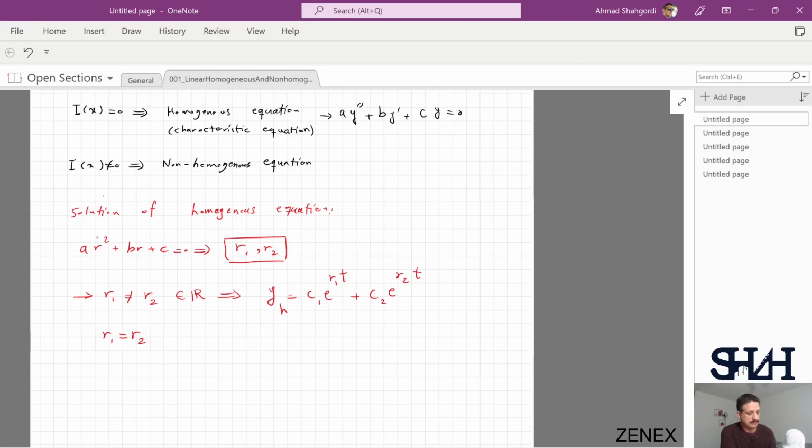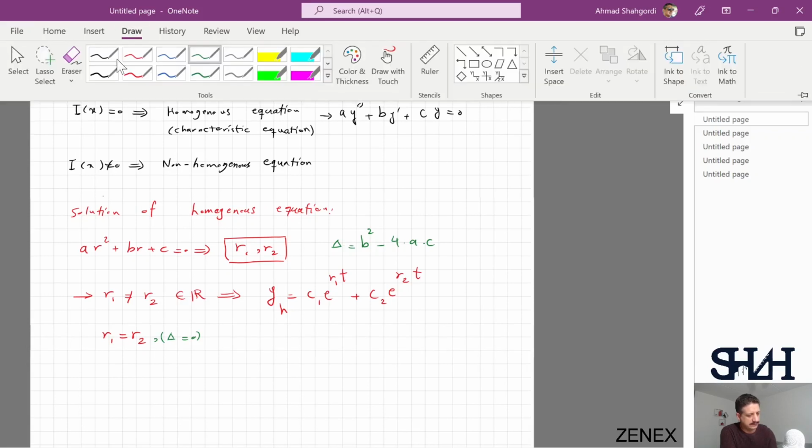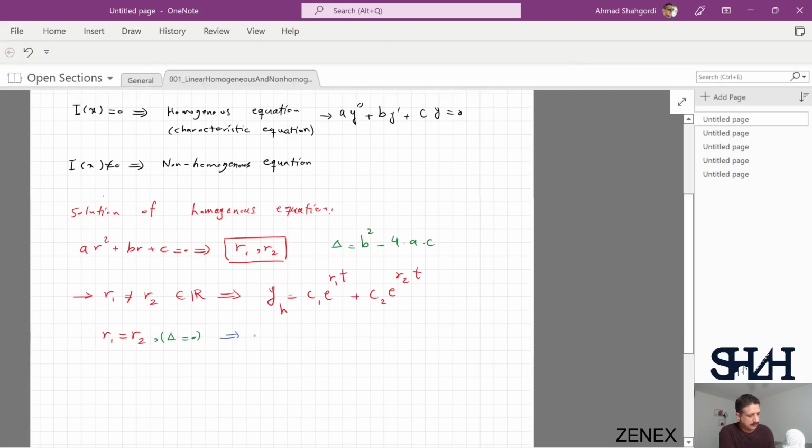The other option would be that r1 is the same as r2. It means that delta of the equation, which is given by b squared minus 4ac, is 0. So in other words, delta is 0 in this case, and the homogeneous answer will be C1 e to the power of r t plus C2 t e to the power of r t, assuming that r1 and r2 are the same.